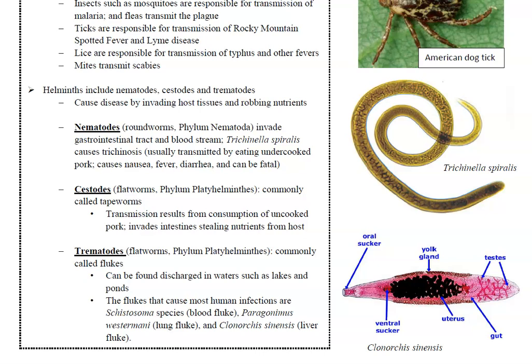Cestodes are flatworms. They're in the phylum Platyhelminthes. They're commonly called tapeworms. Transmission results from consumption of uncooked pork. It invades the intestines, which steals the nutrients from the host. Trematodes are flatworms. They're in the phylum Platyhelminthes. They're commonly called flukes, like the lung fluke. They can be found discharged in waters, such as lakes and ponds. The flukes can cause most human infections. So Schistosoma species is the blood fluke. Paragonimus is the lung fluke, and Clonorchis is the liver fluke.